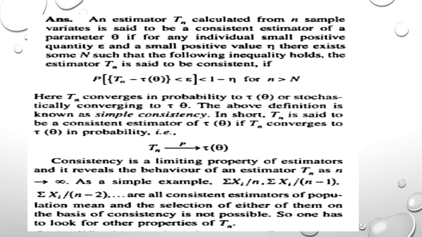Now we can see consistency. An estimator Tn calculated from n samples is said to be a consistent estimator of a parameter theta if, for any small positive quantity epsilon and a small positive number mu, there exists a capital N such that the following inequality holds. When you observe this inequality, what is it? Convergence in probability.